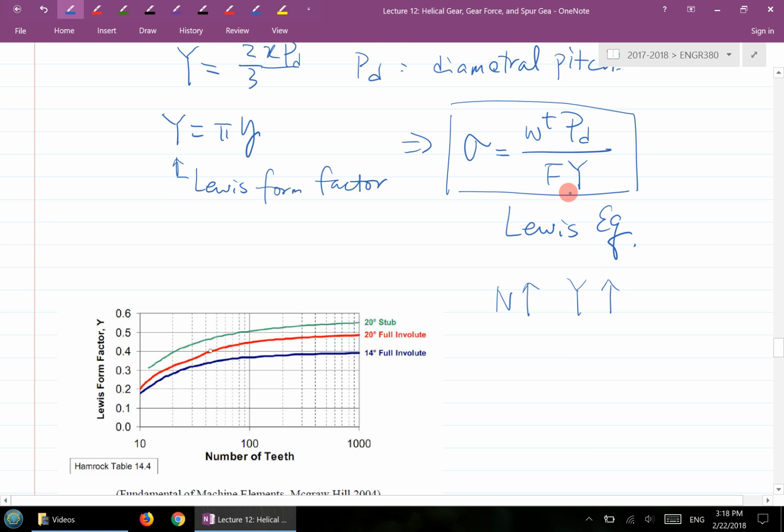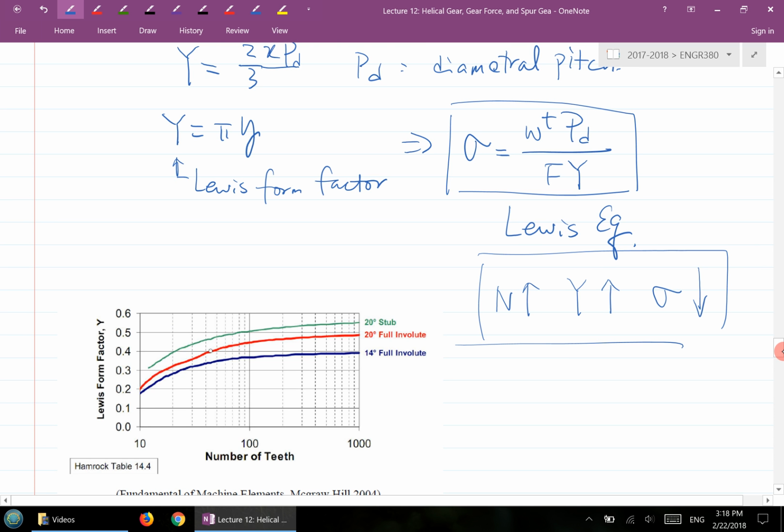So if you look at this Lewis equation, what's the effect on the stress? Will sigma decrease or increase? If Y increases, the sigma will actually decrease. That's something you need to bear in mind when you do the gear design. You will try out different combinations of number of teeth. What is the effect of the number of teeth on the calculated stress? Choose the number of teeth appropriately.